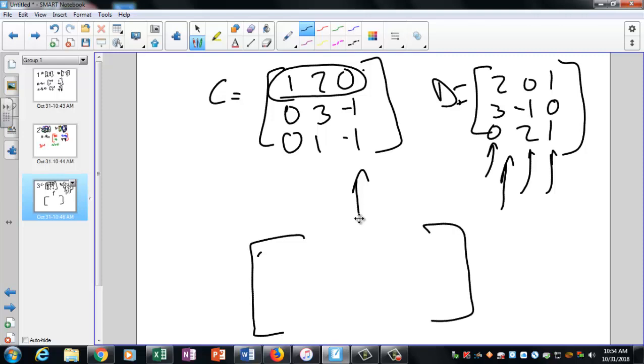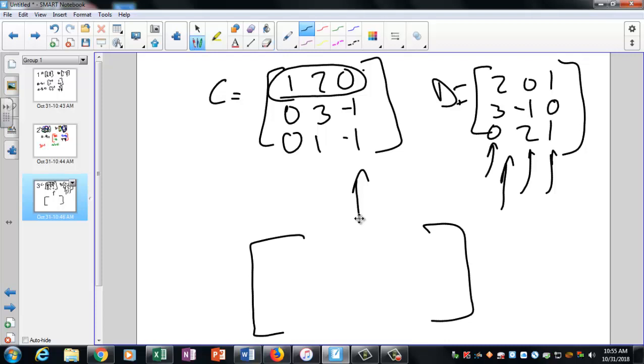1 times 2 is 2. 2 times negative 1 is negative 2. 0 times, no, shoot. For those of you watching at home, I dumped that. All right, let's try it again.